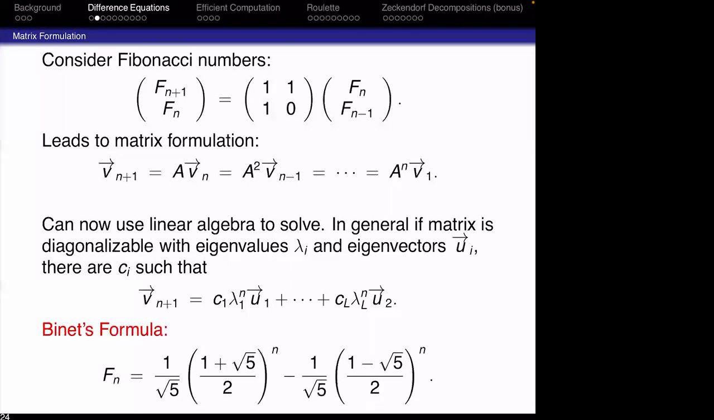1 over root 5, times 1 plus root 5 over 2 to the n, minus 1 over root 5, times 1 minus root 5 over 2 to the n. 1 plus root 5 over 2 is the famous golden mean. What I love about this formula is, what kind of numbers are the Fibonacci numbers? 0, 1, 1, 2, 3, 5, 8, 13. What kind of numbers are these? Whole numbers. When you look at this, does this look like a whole number? We've got divisions, we've got square roots, yet miraculously everything cancels and you get a whole number.